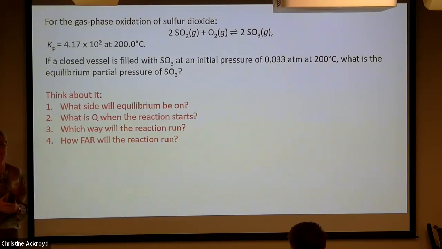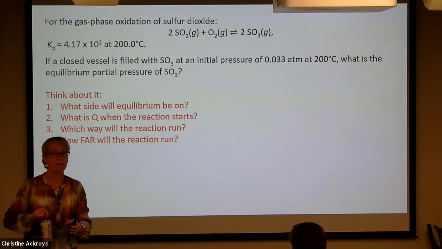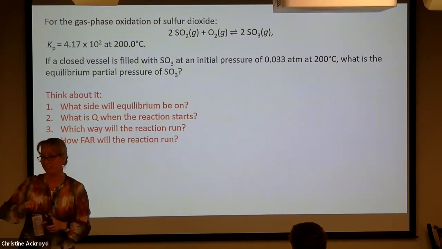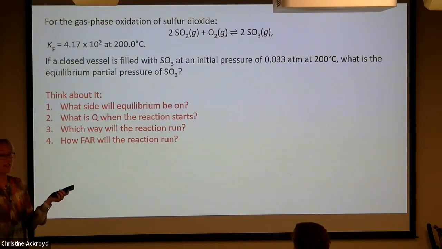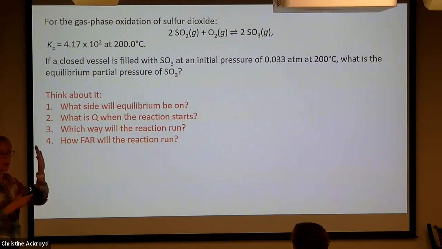What side will the equilibrium be on? Okay, Josh says the right. How come? How do you know? The K value is big. K value is big. We should end up with about 420 times more product than starting material. Roughly, depends on what the coefficients are.